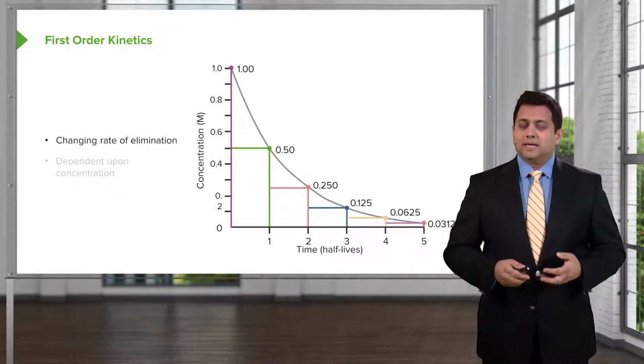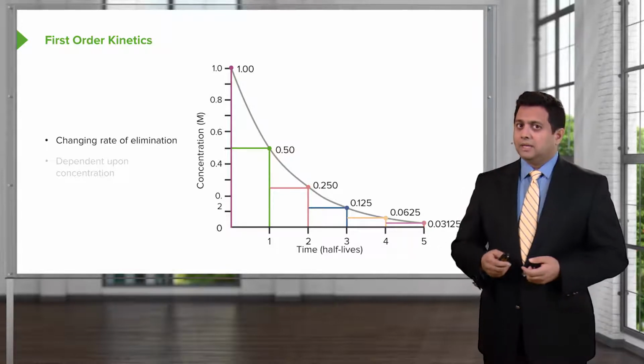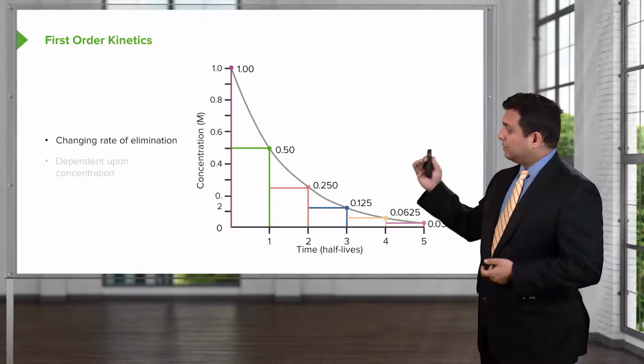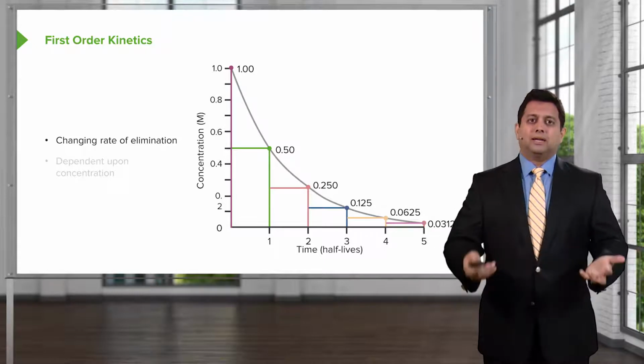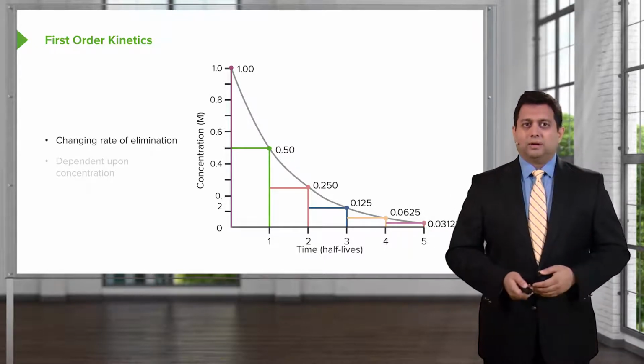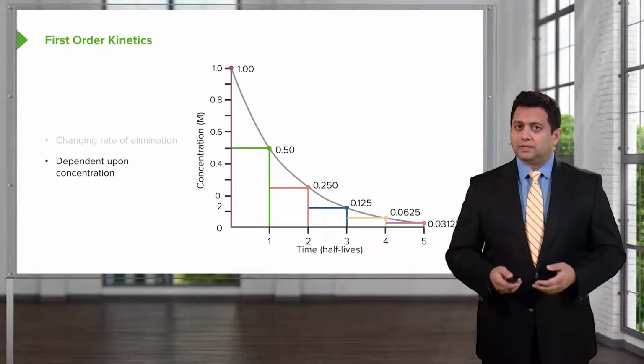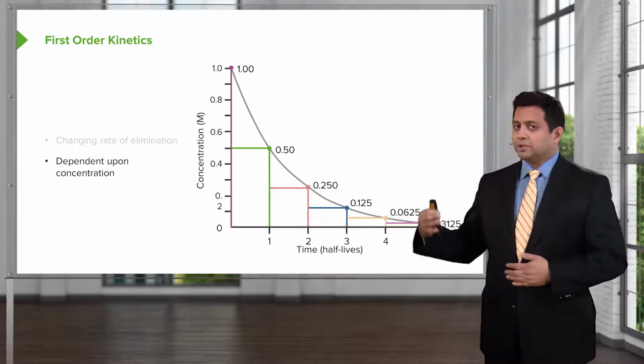First-order kinetics is a changing rate of elimination. So you can see that as we get lower and lower in terms of our concentration, you're getting rid of less and less of the drug. It is dependent upon concentration, and there's always a proportional decrease.